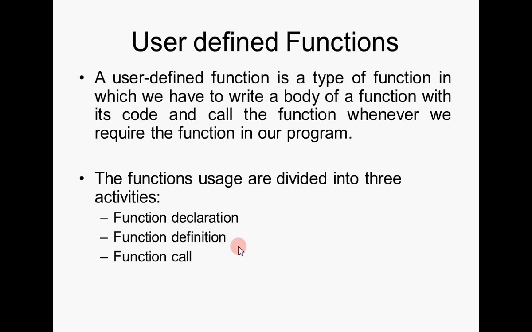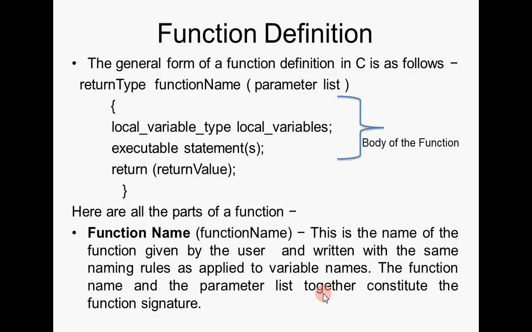To write a function in C, there are three activities to be followed: function declaration, function definition and function call for use of the function. Let us see how we declare the function. When you want to write a function in C, we have to follow a particular mechanism, in technical words called the syntax, to write the function.